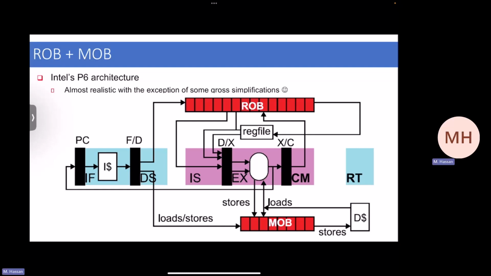We added into our normal data bank, in addition to the ROB, also the MOB, and we said the main reason that we're adding this back is we want both to hold the intermediate values before writing to the permanent state, right? And we said the main reason we're doing this, which is the basics of the P6 architecture, is we want to maintain precise state, right?